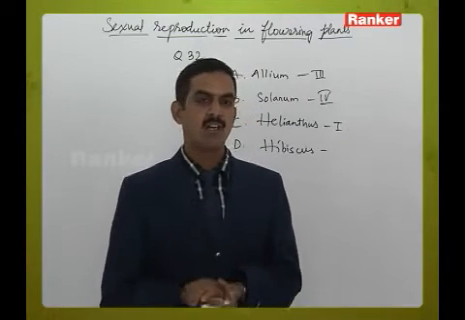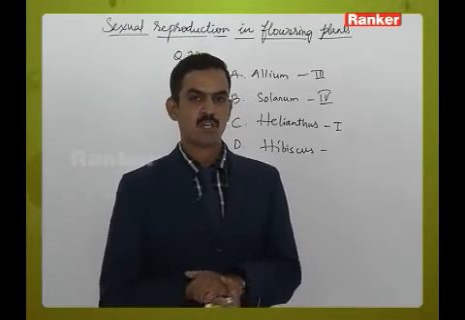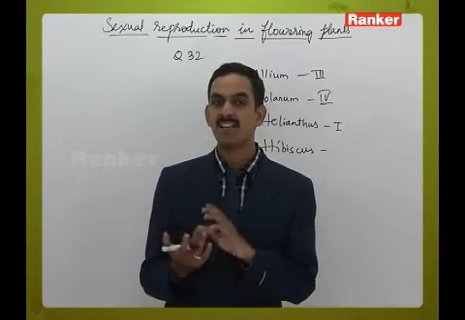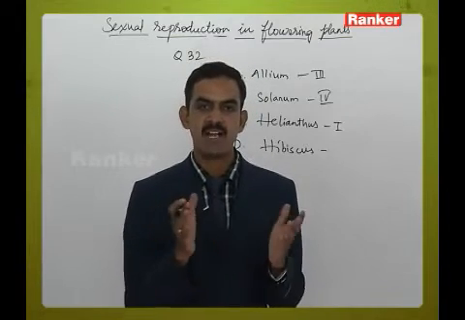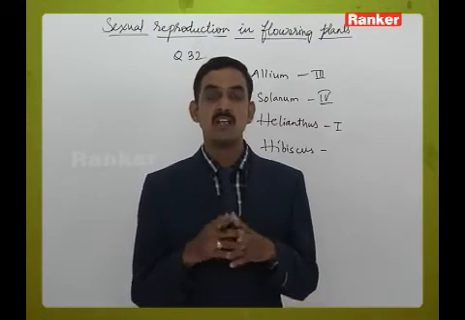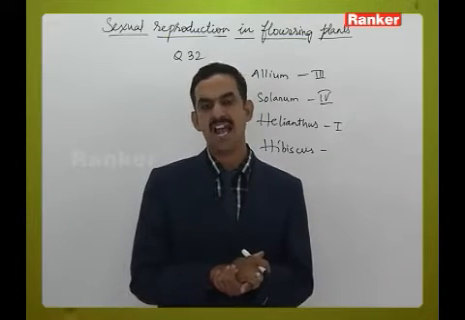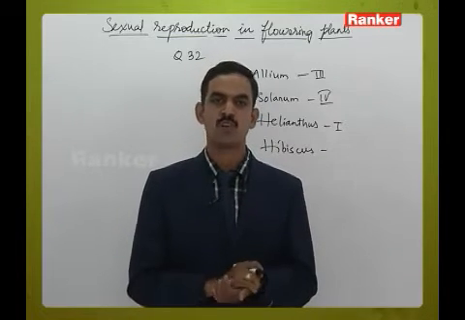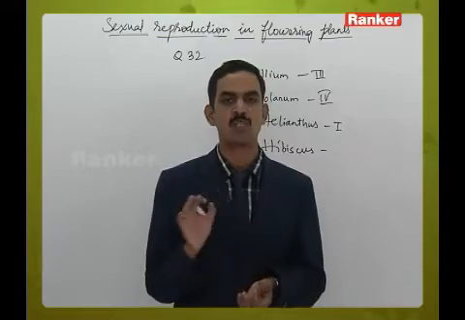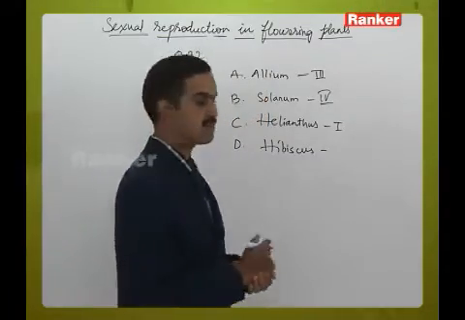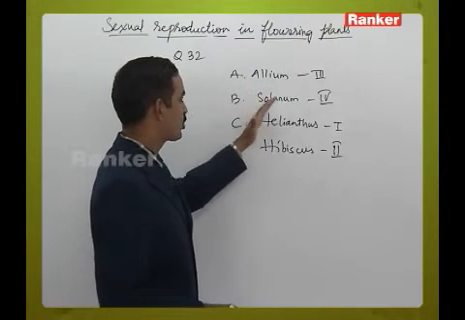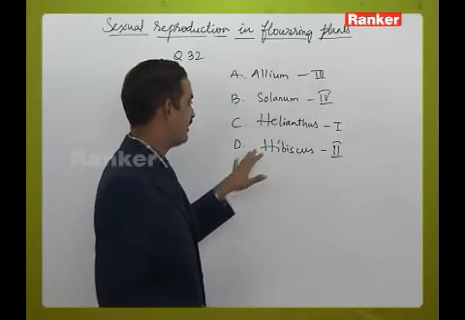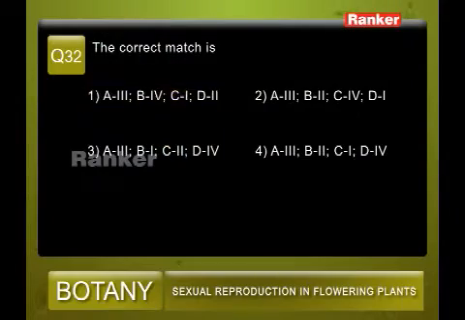Second, hibiscus will exhibit a cross pollination contrivance where the androecium and gynoecium, or the stamens and stigma, are at different levels. And one more thing here, the stigma is protruded beyond the anthers. Because of this nature, there is no chance for self pollination, they have to go for cross pollination only. So from the given options, D is 2. A, Allium is 3, B, Solanum is 4, C, Helianthus is 1, D, Hibiscus is 2. So question number 32, the correct answer is 1.